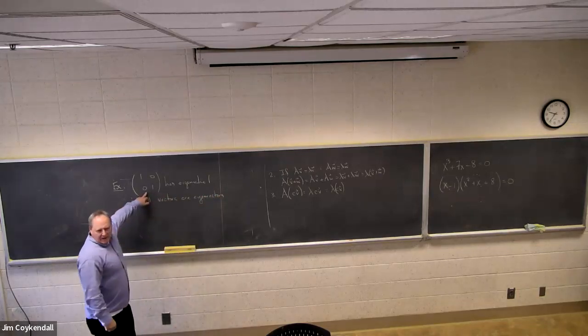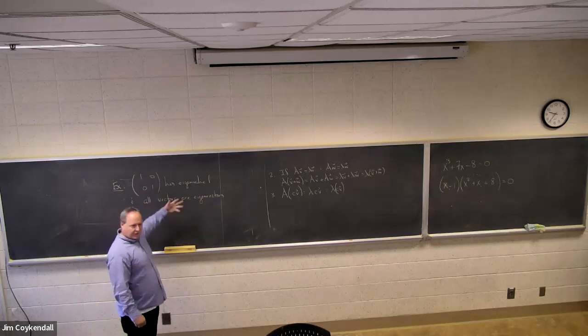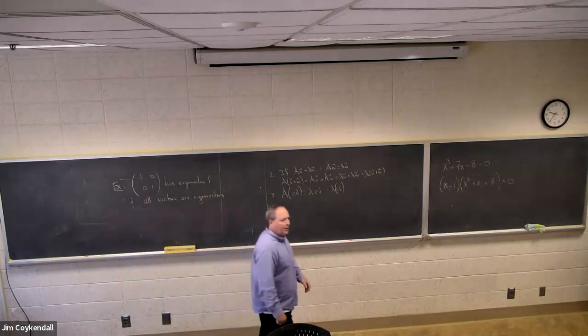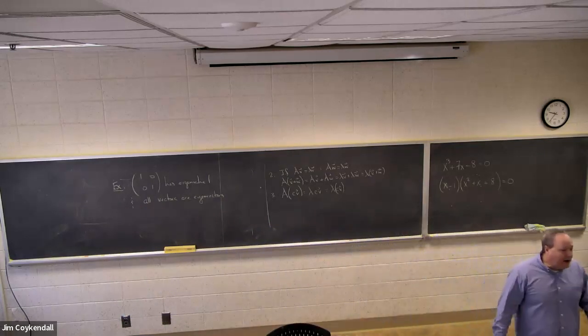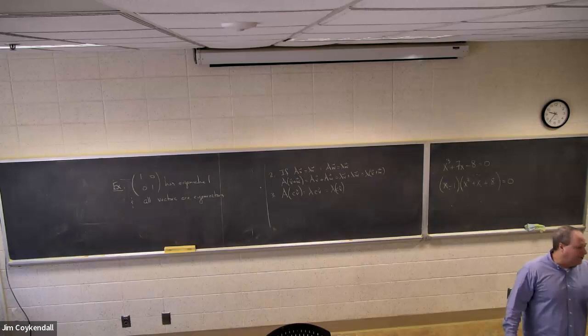Everybody agree, this is the identity thing. This is almost a silly example because this takes every vector and just leaves it alone. So every vector is an eigenvector with eigenvalue 1. So the eigenspace has dimension 2, right? Because the eigenspace is all of R2. Agree?